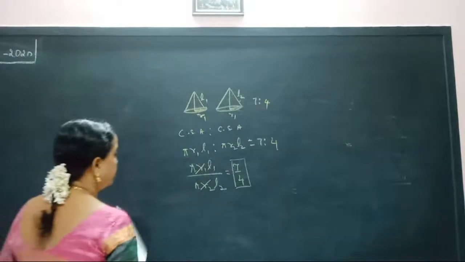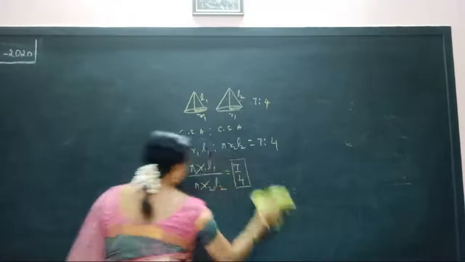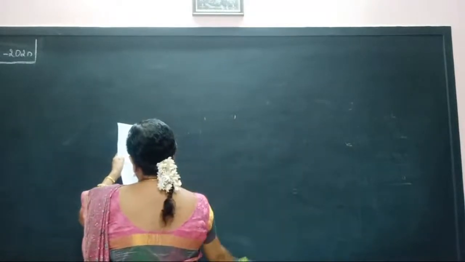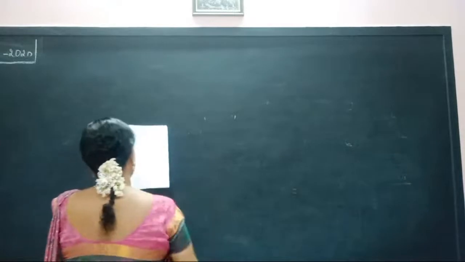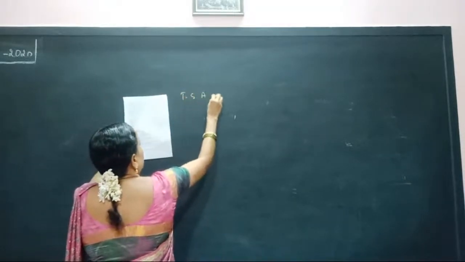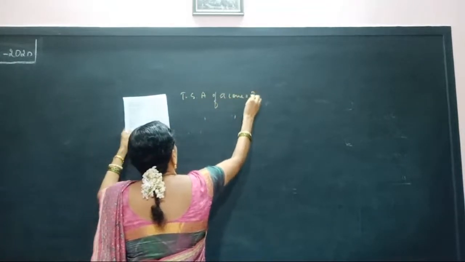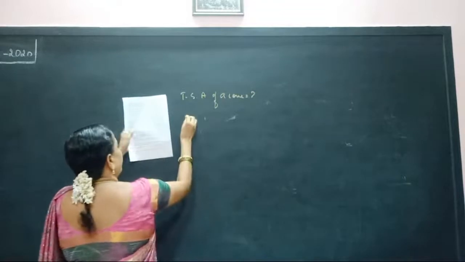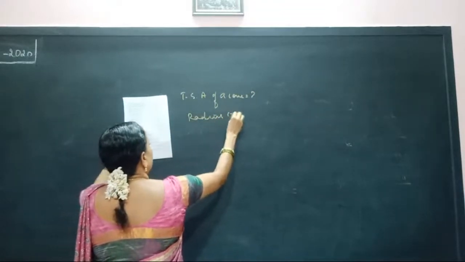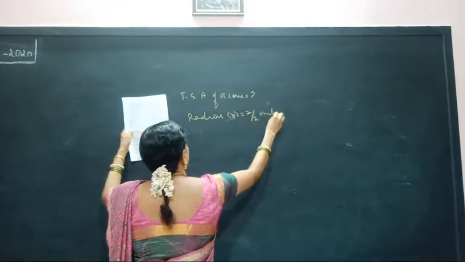Question number, is this clear to everybody? Question number, find the total surface area of a cone whose radius is r by 2 units.